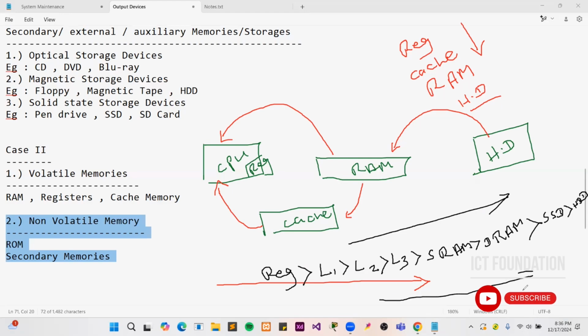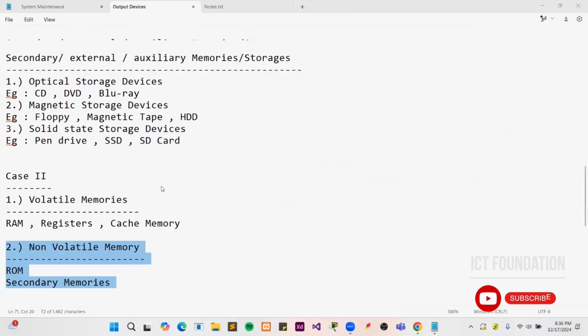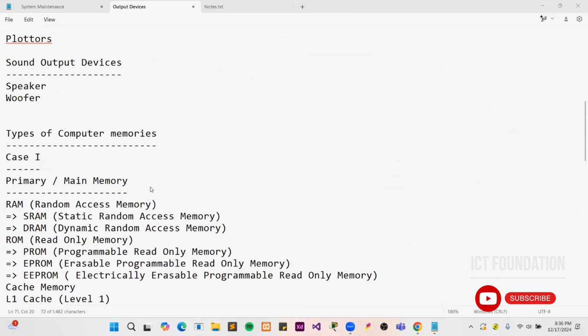In this order, the capacity will be increased. Capacity means the amount of data the particular memory can hold. So this is the order, and these are the different types and characteristics of computer memories.